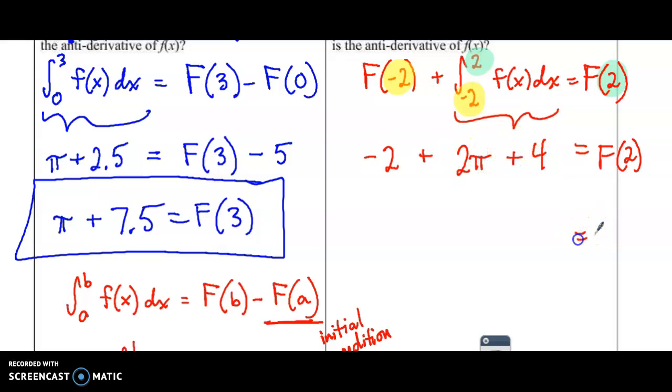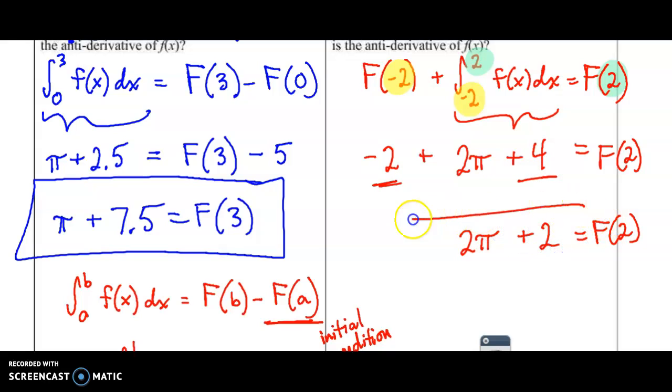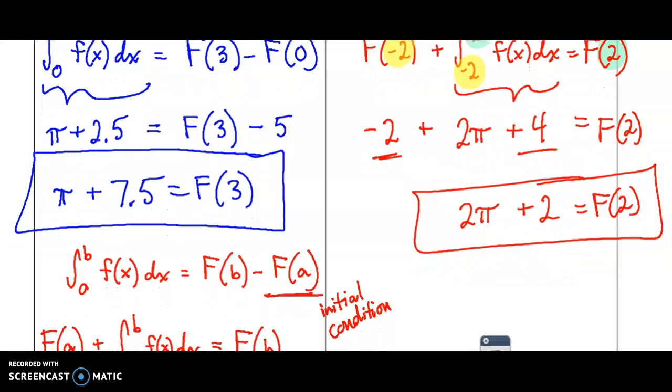I hope that all made sense. If not, please bring your questions to class. When I combine like terms, I get 2 pi plus 2. And that's how I would do this problem.